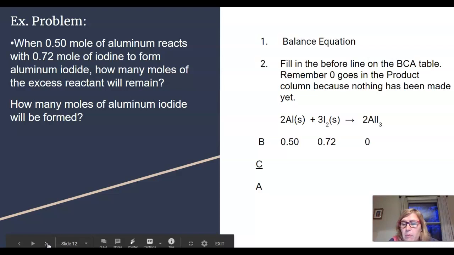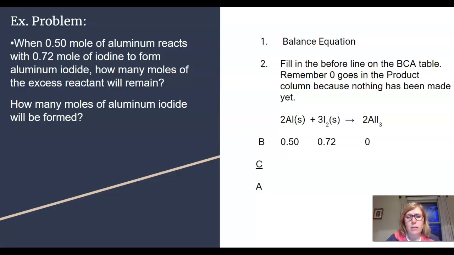There's a few things to remember. Remember, 0 always goes in the before line on the product side because you haven't made anything yet. You have 0.5 moles of aluminum. So this problem was already converted to moles. So you have 0.5 moles of aluminum and you have 0.72 moles of iodine. So what you're going to have to do next is determine which one's your limiting reactant, and it's really a guess and check sort of thing. The first thing you're going to do is I'm going to pick iodine as my limiting reactant because I want to show you an example of how it doesn't work out the first time.